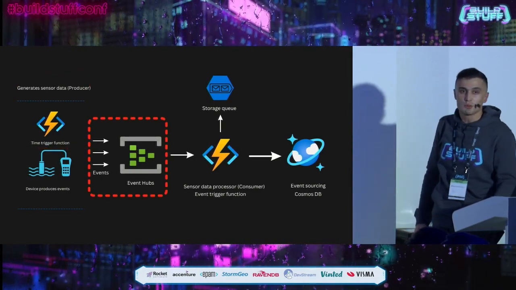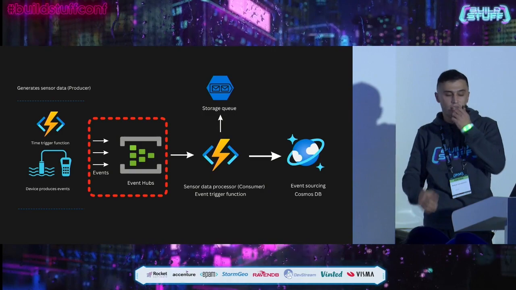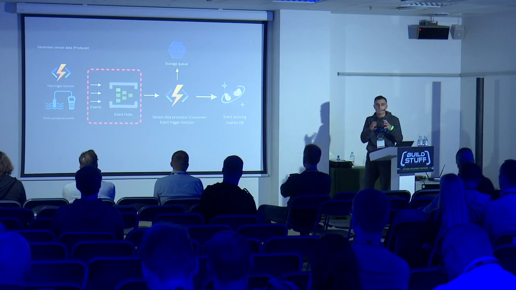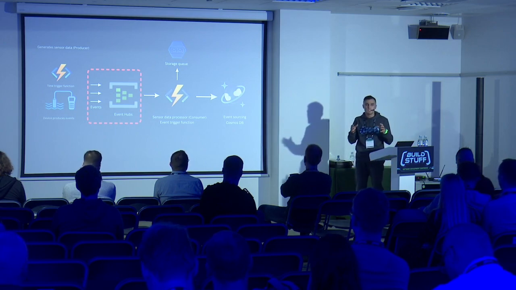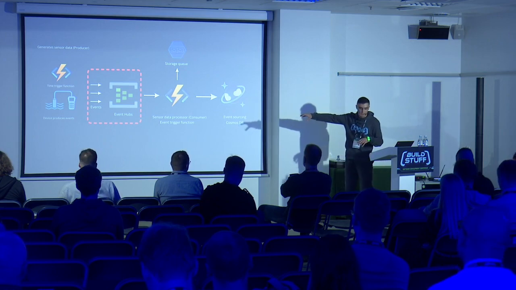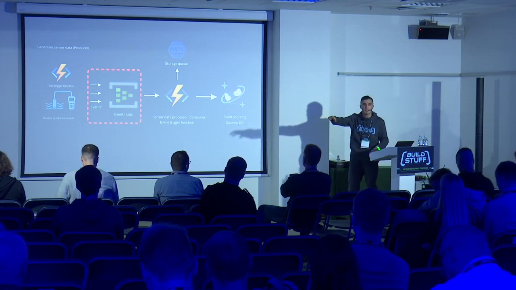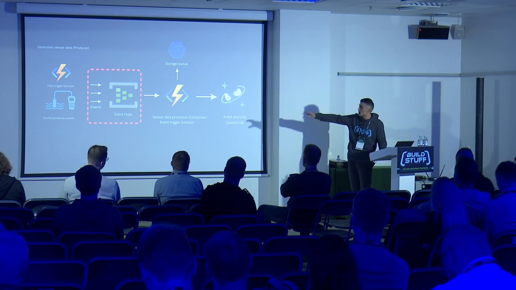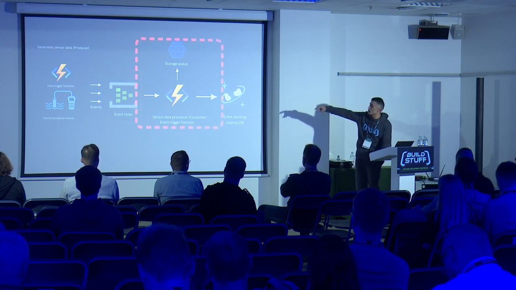And here's the interesting part: why Event Hubs? Because Azure has the Azure Event Hubs service. It's capable of processing lots of big streams of data without worrying about how you can scale it. It can be scalable automatically, or you can deploy it in multiple regions or geographical locations, etc. This is the Event Hubs, and next what comes here are two components, Azure Function and storage queue, right?